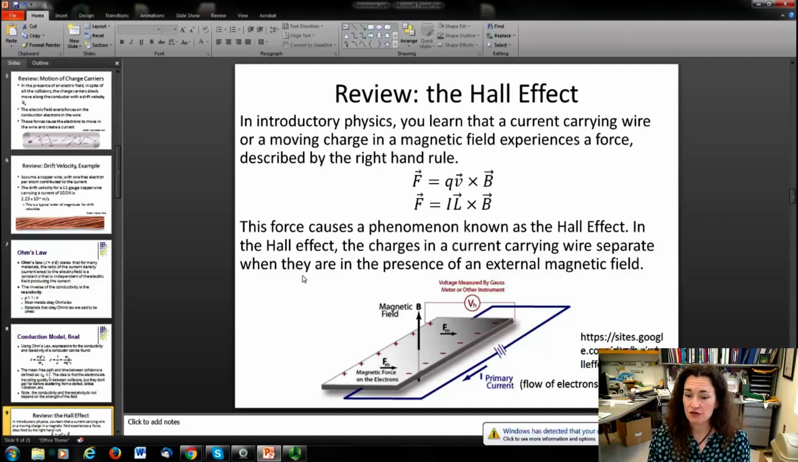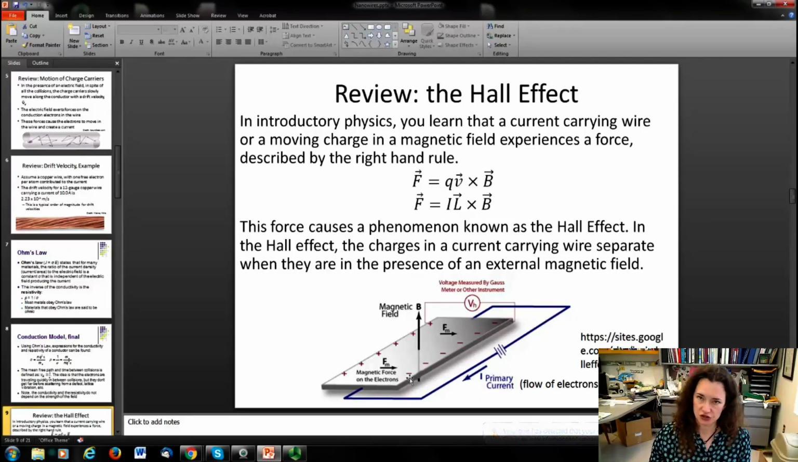If you see here in this little diagram, you have the primary current, which means the direction the electrons are flowing in this material. So they're moving through here. You have a magnetic field that's pointing upwards, and then the charges will separate according to that right-hand rule, and you'll have a net positive charge here on the left-hand side and a net negative charge on the right-hand side of your conductor. And that's the Hall effect.